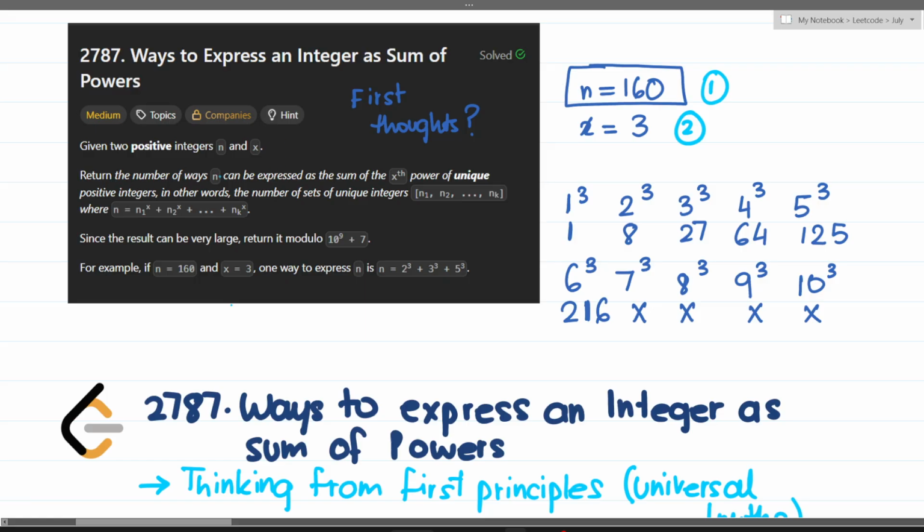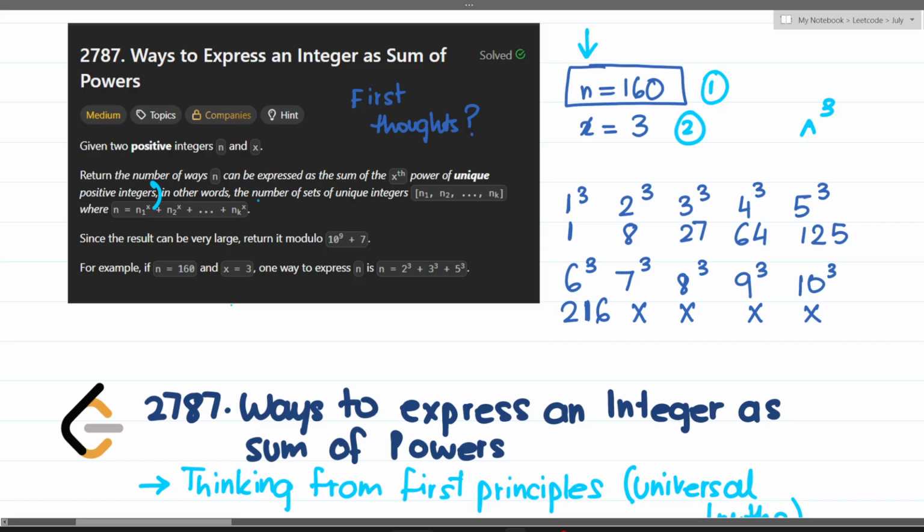Return the number of ways n, so this particular number, can be expressed as the sum of the xth power. So for example, if x is given as 3, we are saying something to the power 3, expressed as the sum of the xth power of unique positive integers. Now, this unique word is actually very important over here. Unique, right? And I'll tell you why it's important.